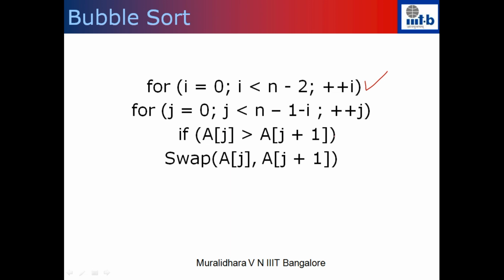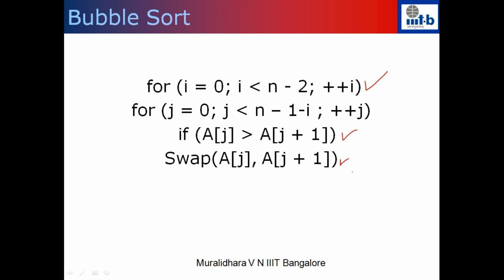If a of j is greater than a of j plus 1, then we swap these numbers. So in one iteration, the largest number goes to the a of n minus 1 location. In the second iteration, the second largest number goes to the a of n minus 2nd location, and in general, the ith largest number goes to a of n minus 1 minus i.